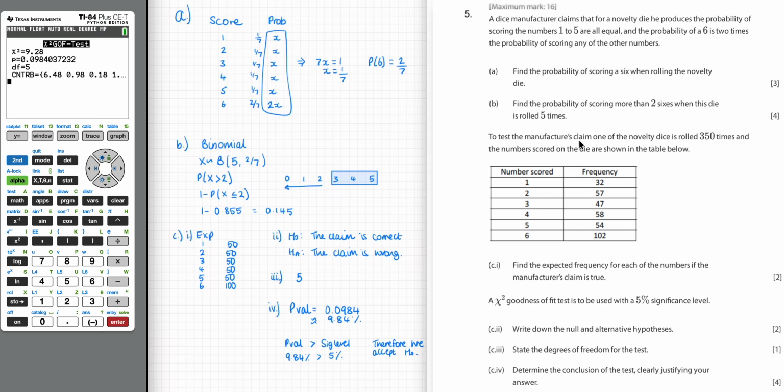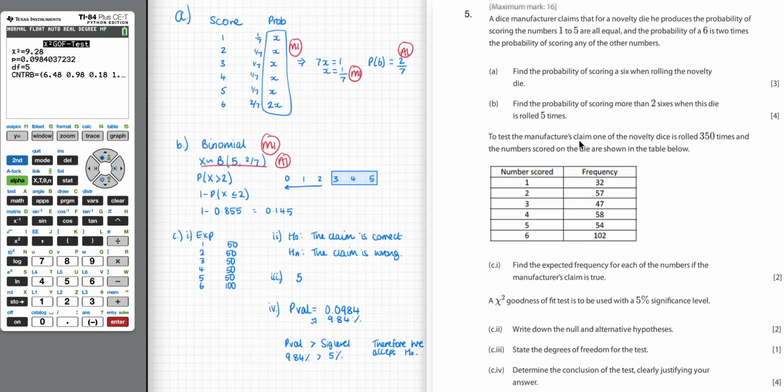So in terms of the marks for this one, the first part of the question is 3 marks. Those 3 marks are for some sort of method for showing that you understood what the process was, 1 for finding the value of x, and then 2 for finding and presenting the probability of 6. Part B is 4 marks. For those 4 marks, 1 is for recognizing that it is binomial. The second is for correctly writing it as binomial, so for writing something like this.